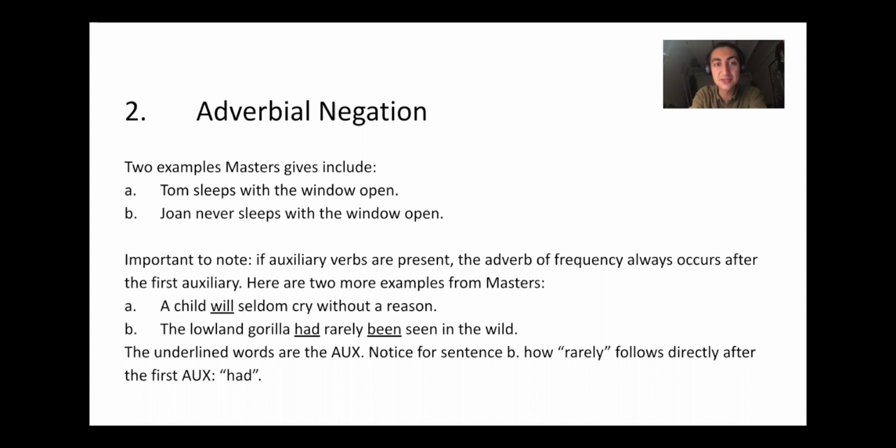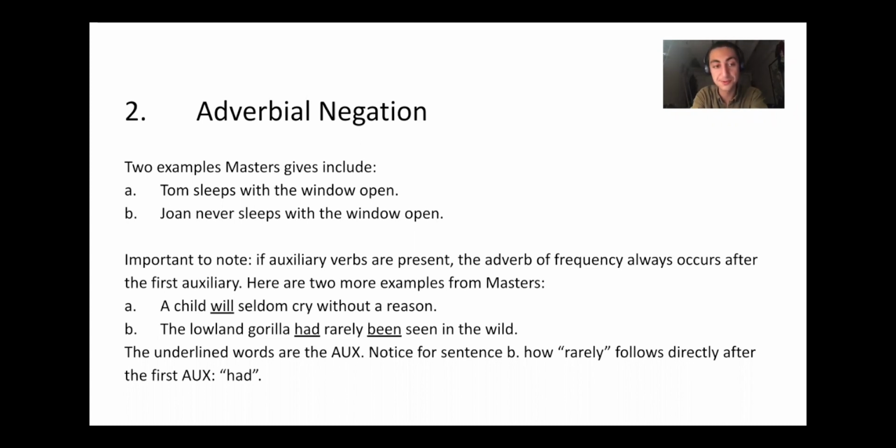2 examples Masters gives include A, Tom sleeps with the window open, and B, Joanne never sleeps with the window open. We notice the word never before sleeps. We wouldn't have Joanne sleeps never with the window open. That might be a mistake students make. We would have it directly before the verb sleeps. We put it before the first auxiliary verb.